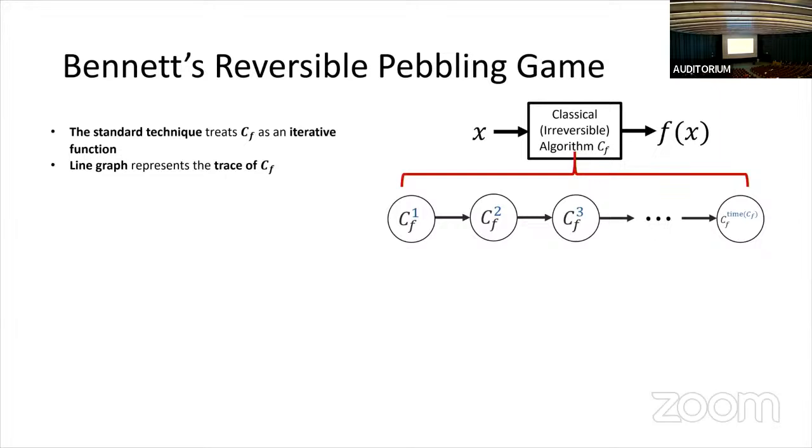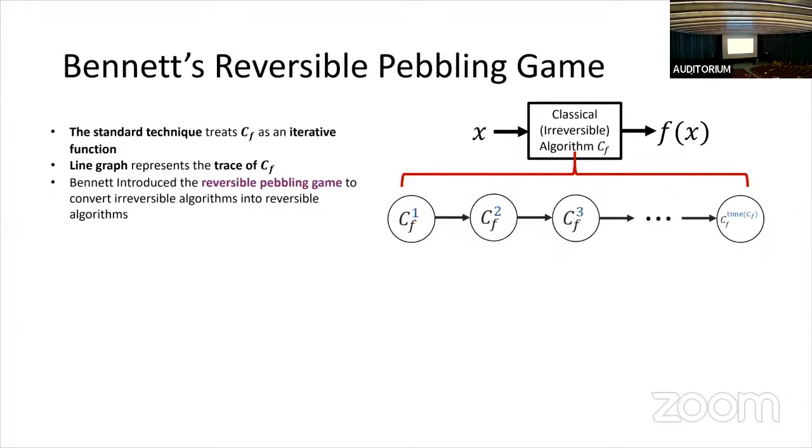So we can map out this line graph that represents the runtime of the irreversible algorithm CF, and each node represents the state of the algorithm at that time step. So at time 1, the algorithm transitions to state 2. State 2 takes as input the previous state of the algorithm, and then outputs state 3, and so on, until we get to the end, where the output is the function.